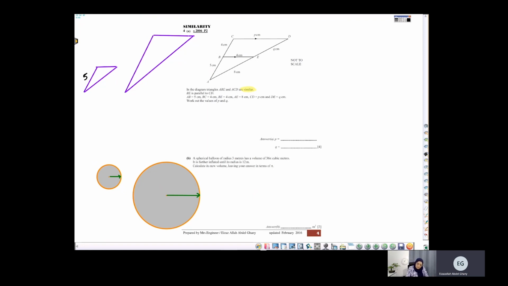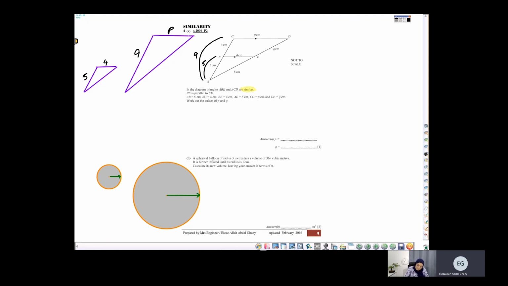This is 5 centimeters, this is 5 plus 4. If this is 5, this is 5 plus 4, which is 9. Now you can know the ratio, which is the scale factor. This side, the bigger one, is P. And this smaller side is 4. Now these are the proportional sides.